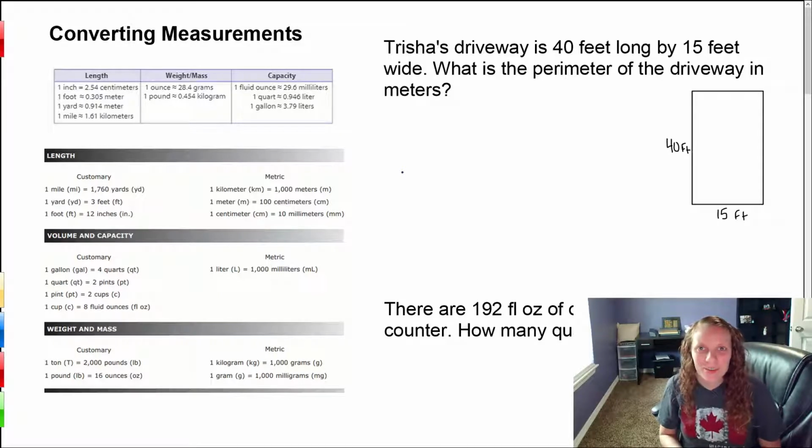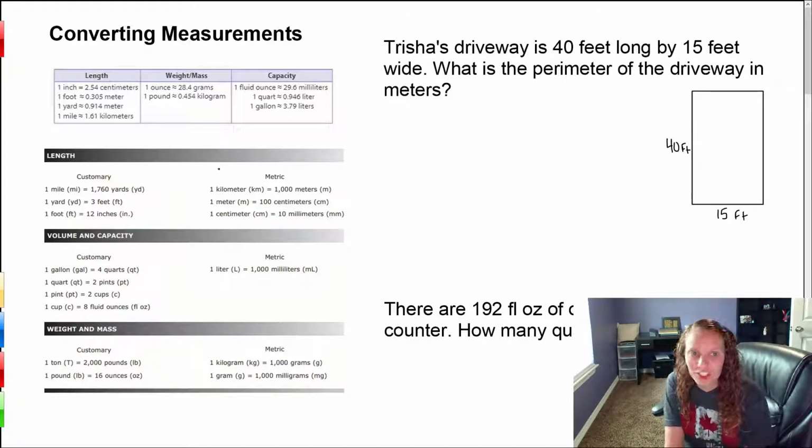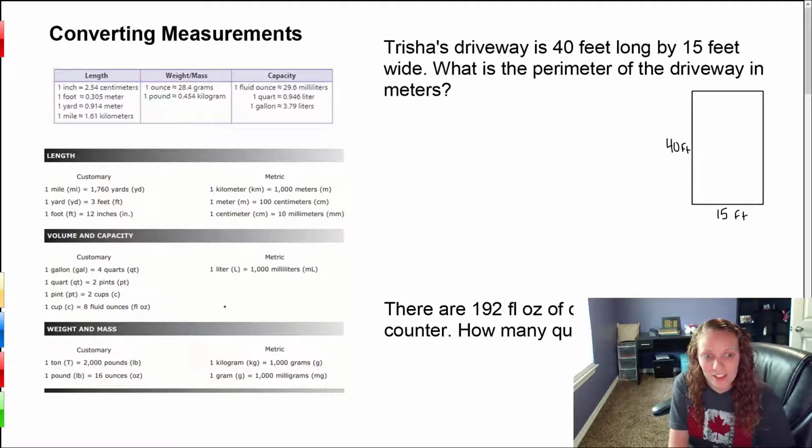Hey guys, today we're going to use what we know about setting up proportions to convert measurements. Over to the left side I have two different conversion charts. One helps us convert between metric and customary measurements, and down at the bottom I have the formula chart from our STAR test. So let's look at the first example and practice converting measurements.